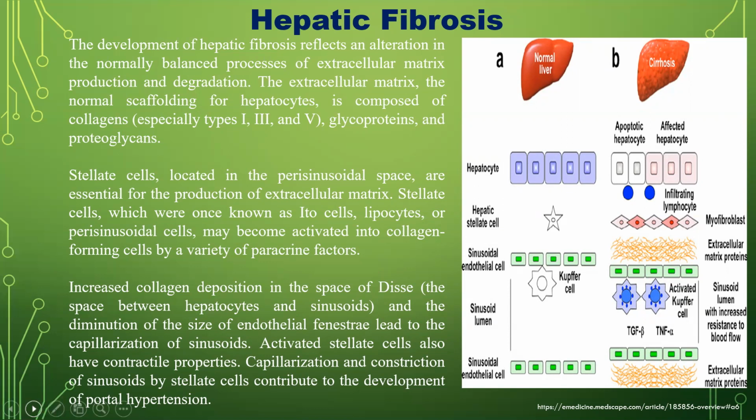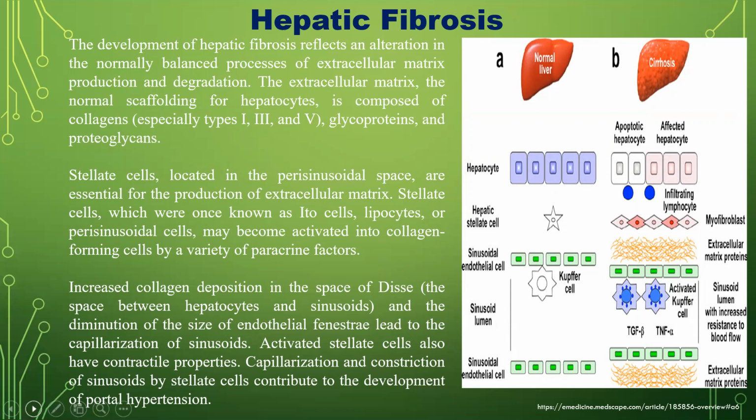Stellate cells, which were once known as Ito cells, lymphocytes, or perisinusoidal cells, may become activated into collagen-forming cells by a variety of paracrine factors. Increased collagen deposition in the space of Disse, a space between hepatocytes and sinusoids, and the diminution of the size of endothelial fenestrae leads to the capillarization of sinusoids.